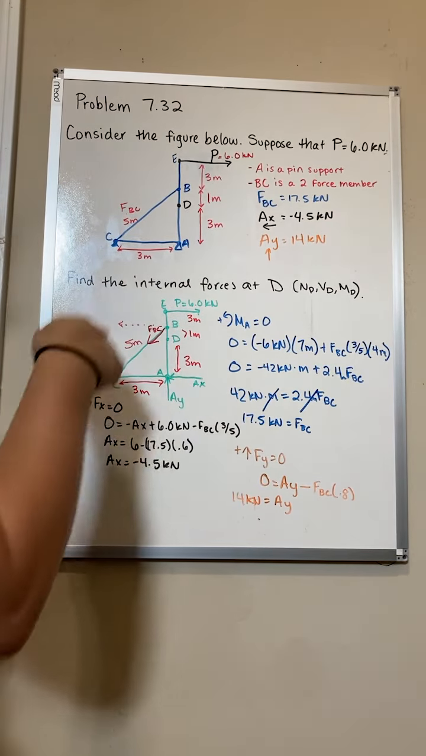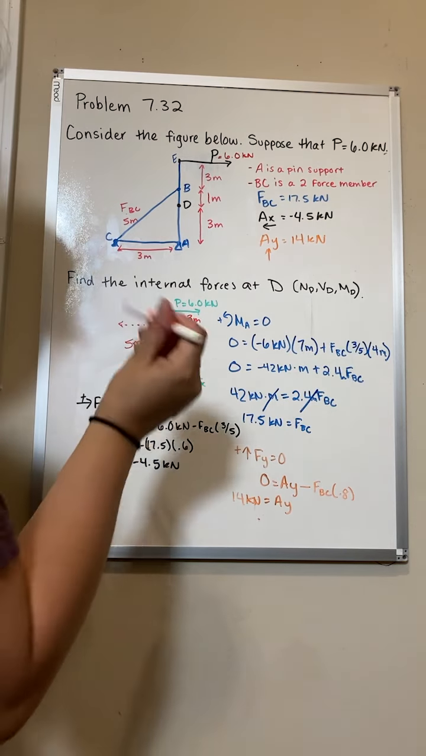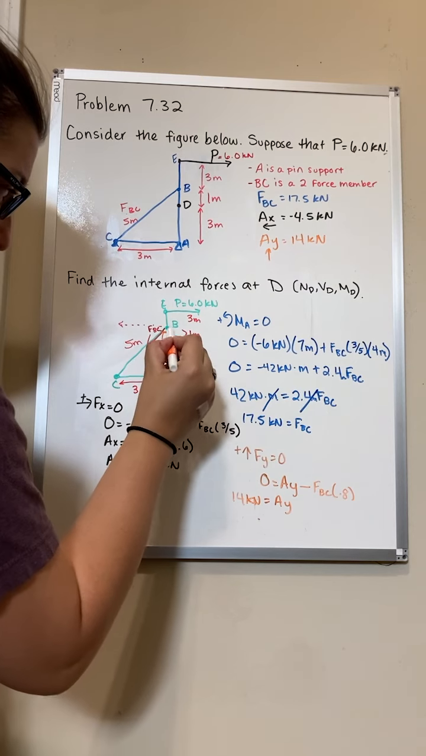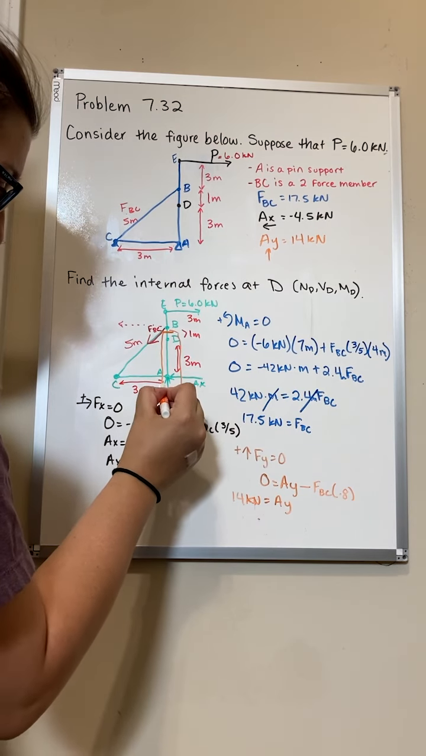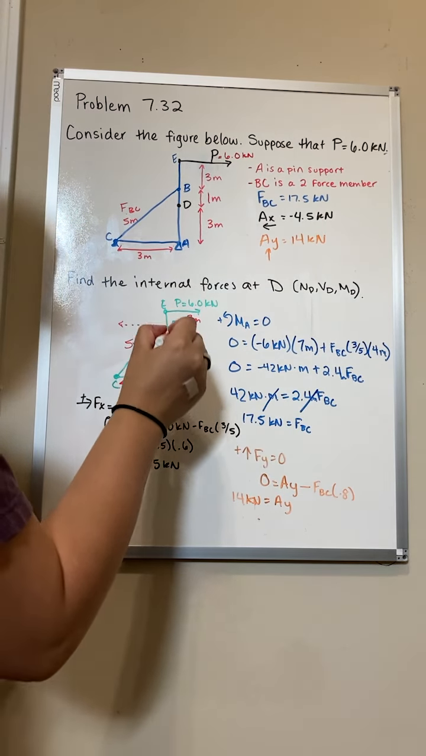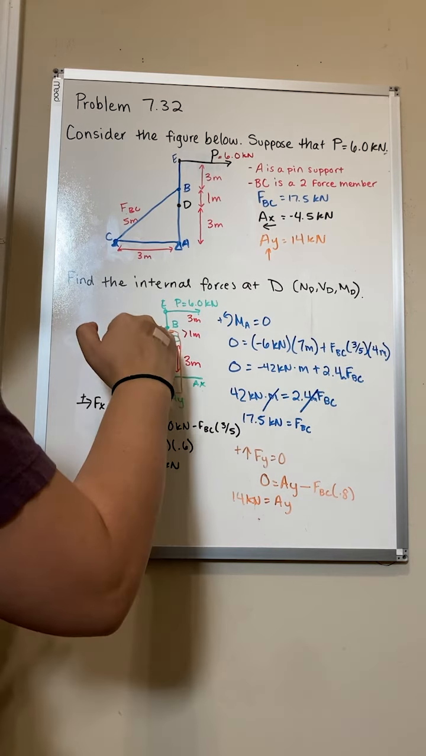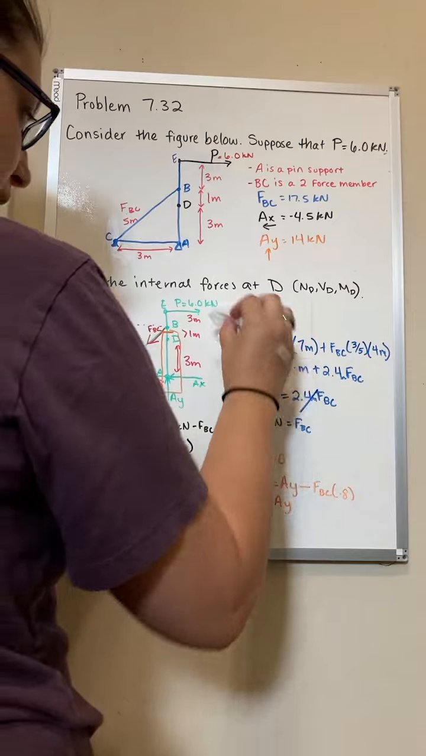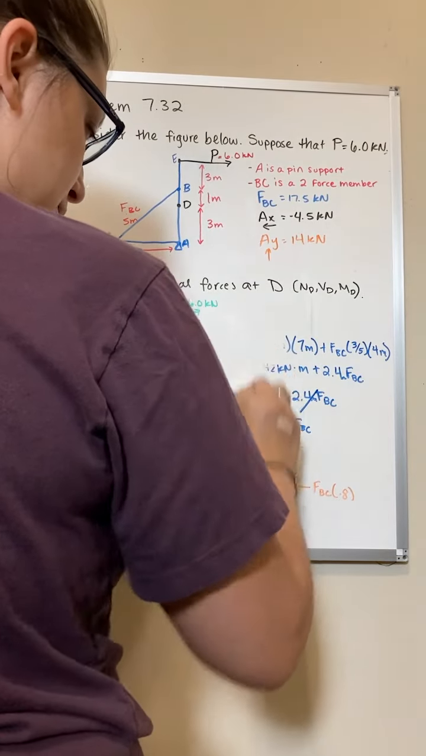Okay, so now we have all of our reaction forces, and all we need to do is figure out where we want to cut our free body diagram, which is going to be right here, so that we isolate this portion and only need to work with these reactions to figure out the internal forces at point D. So let me go ahead and erase some of this.